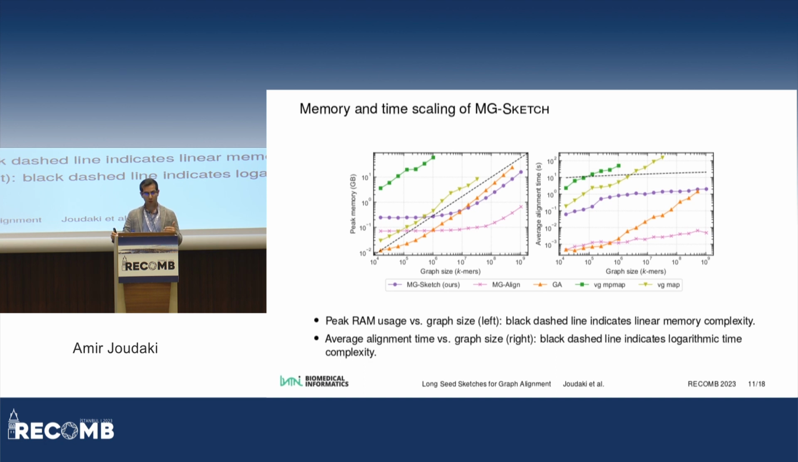And the dash trace shows the linear scaling. So basically, if something is parallel to that dash trace, it means that the method's peak memory scales linearly with respect to the graph size. So that's obviously a desirable thing if you're dealing with really big graphs.